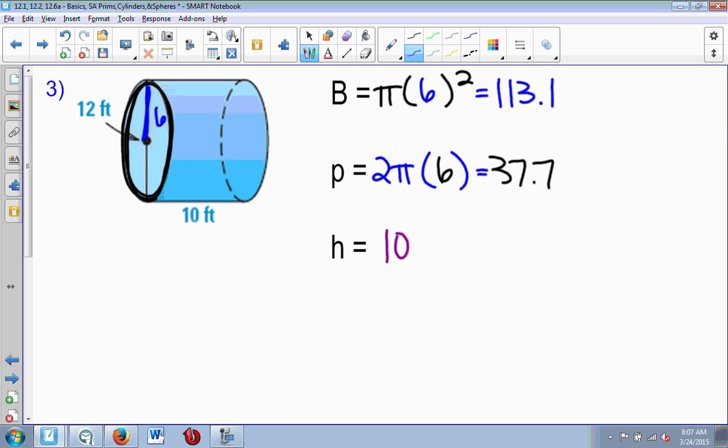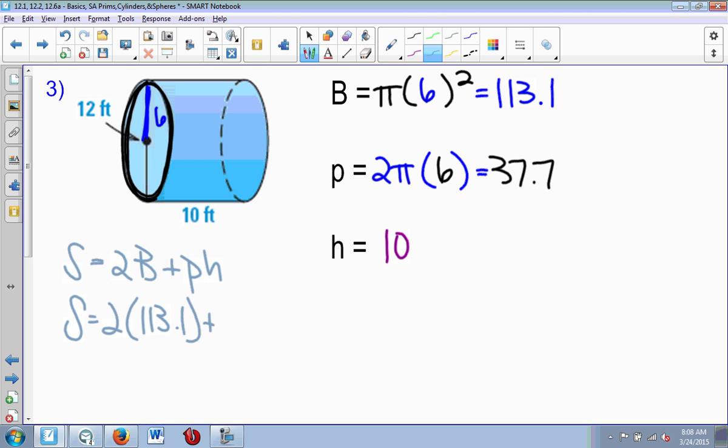Once I've identified all of those pieces, all I have to do is plug the numbers into the formula. 2b plus ph. So 2 times 113.1 plus 37.7 multiplied by 10. And I get a final value of 603.2. Again, there are units in the problem, which means that the answer must have units, and that unit will be squared because we're talking about an area.